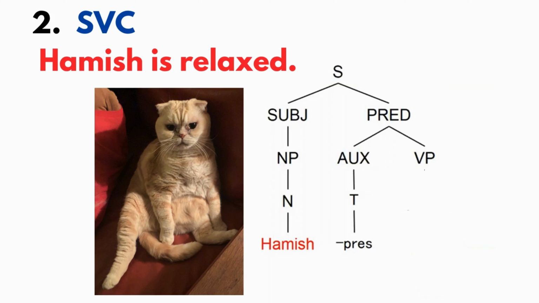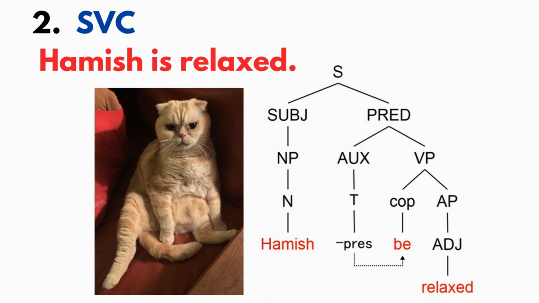You'll notice that the verb used here is a be verb, often called a linking verb, and sometimes a copular verb. So let's abbreviate this as COP for copular verb. And we'll note here that it is the be verb. And we'll link that up with the tense. So now we just need to account for the adjective relaxed. And to do that, we will generate an adjective phrase, which of course consists of an adjective, which in this case is relaxed.